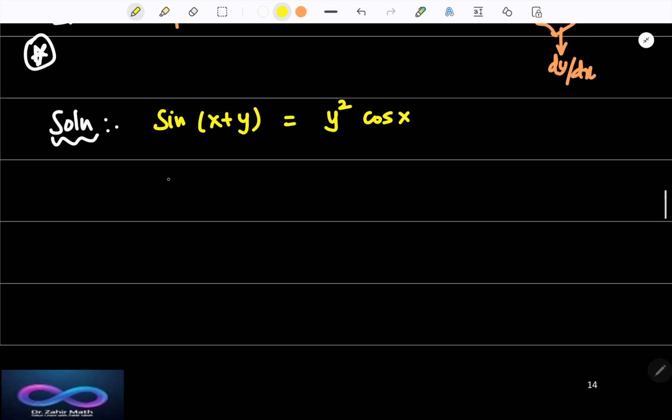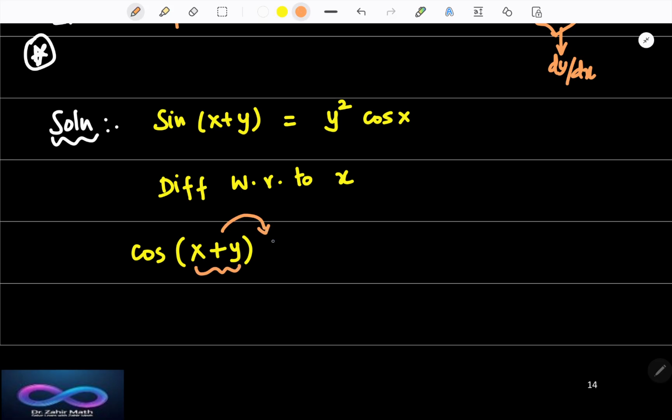Let me start the derivative. I'm going to differentiate with respect to x. Okay. Sine derivative is what? Cosine of x plus y. Is it over? No. After that, you are going to take this derivative. What is the derivative of x? 1. What is the derivative of y? Y derivative is dy by dx.